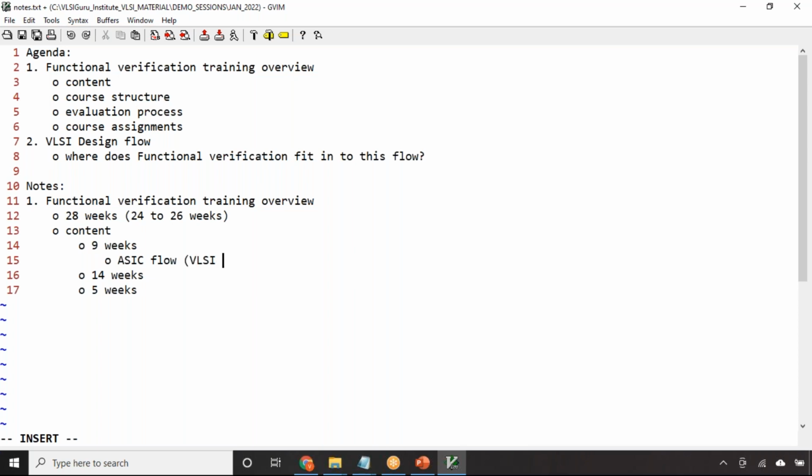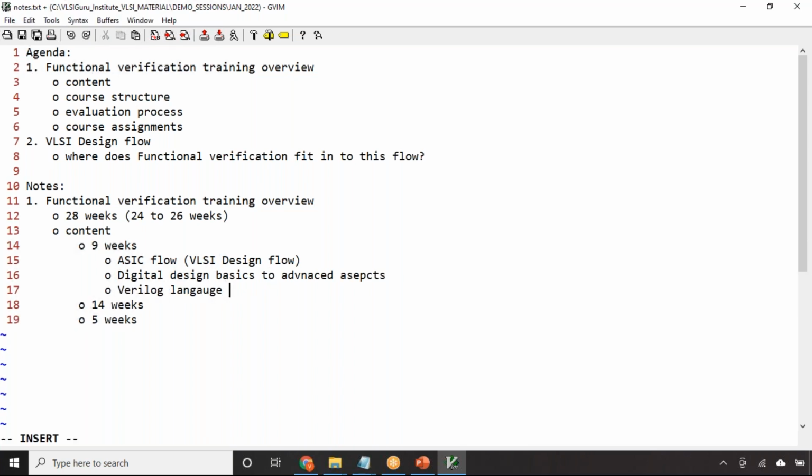What is ASIC flow? That means what is VLSI design flow. We'll learn digital design advanced aspects, basics to advanced. Along with that, we'll be learning the Verilog language with multiple projects. This is the plan for the initial 9 weeks.